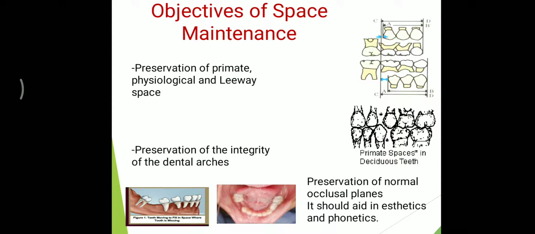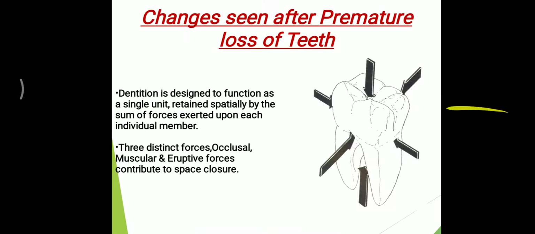Let's see the objectives of space maintenance. The first is preservation of primate physiological and leeway space, the second is preservation of the integrity of the dental arches, and the third is preservation of normal occlusal planes. It should also aid in aesthetics and phonetics. Now let's see the changes seen after premature loss of teeth. Dentition is designed to function as a single unit retained spatially by the sum of forces exerted upon each individual member. Three distinct forces, occlusal, muscular and eruptive forces, contribute to spatial closure.